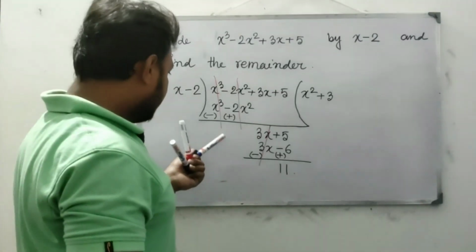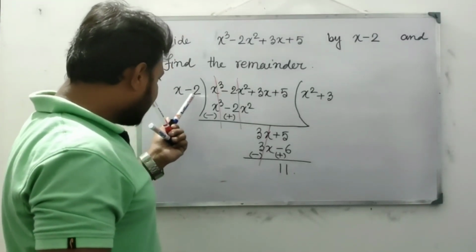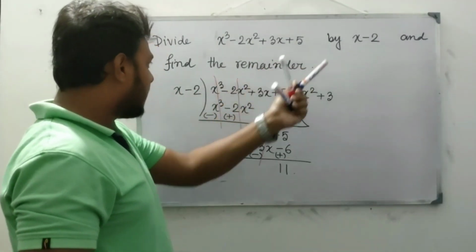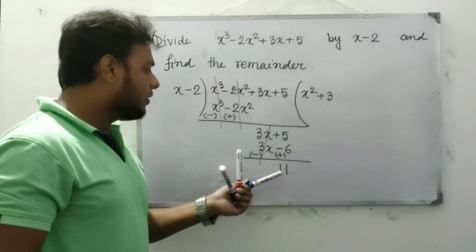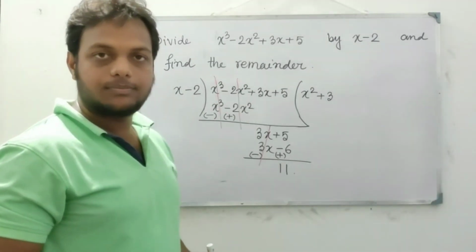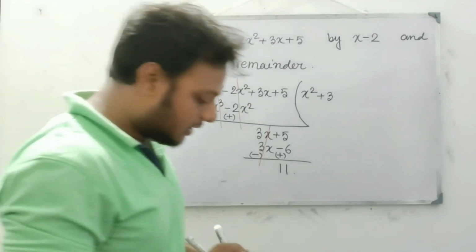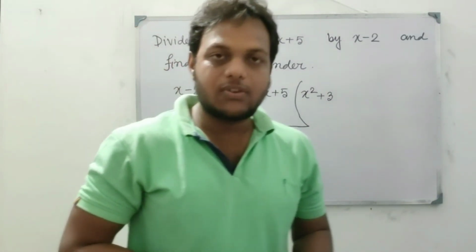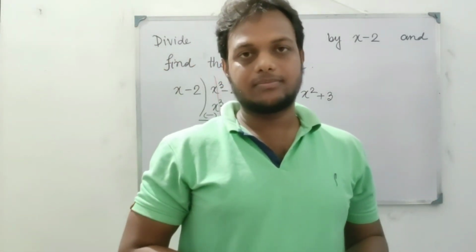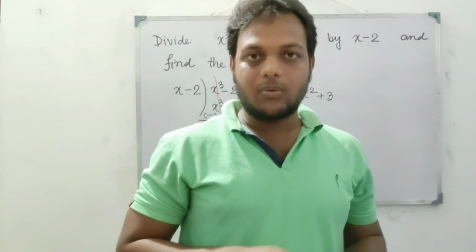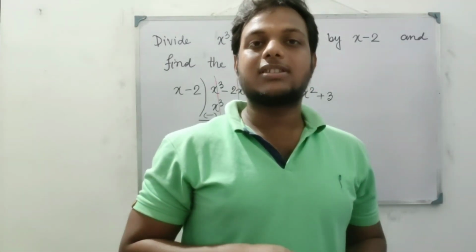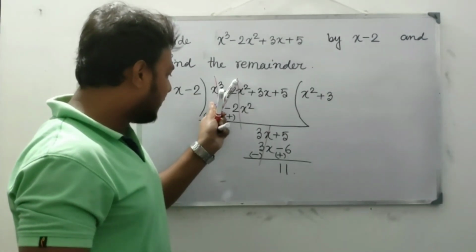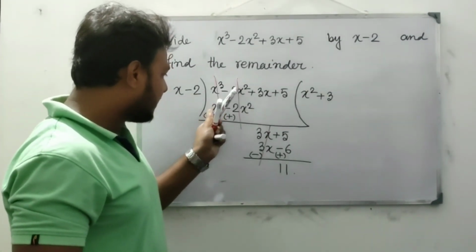Clear? So here, if we divide x cube minus 2x square plus 3x plus 5 by x minus 2, then we will get the remainder 11. Now the question is, is it the only way to find the remainder? If this is the only way, then the process is very long. We are very fortunate that we can cancel out this term.